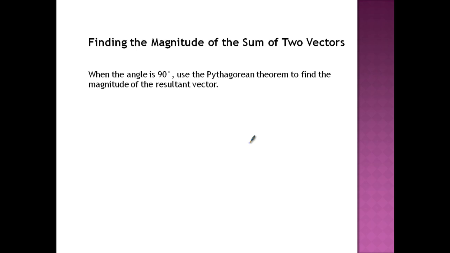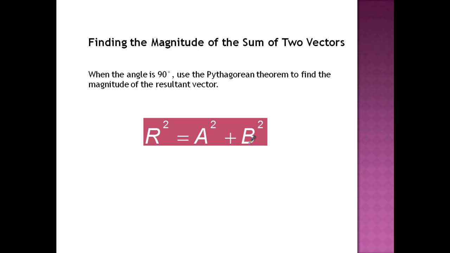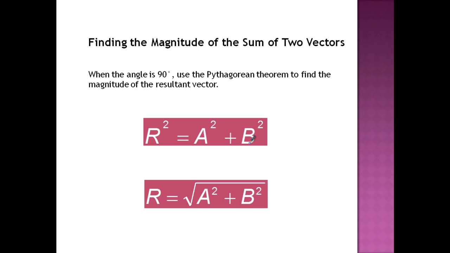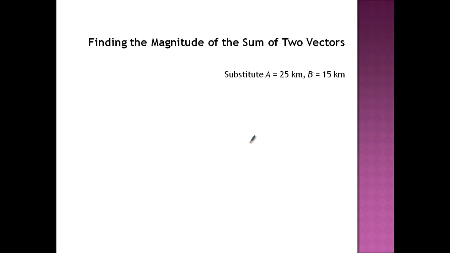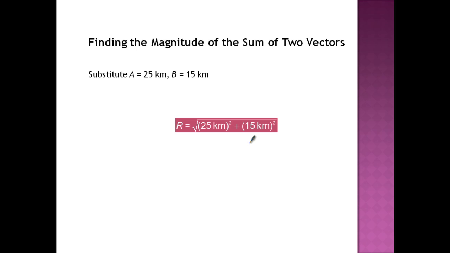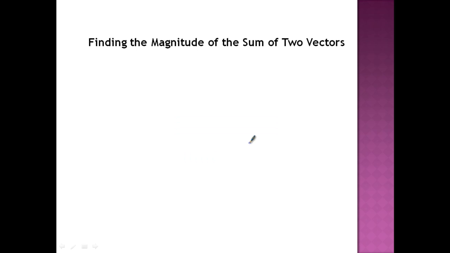When the angle is 90 degrees, we can use the Pythagorean theorem, which makes it a lot easier. In solving for r, remember to take the square root of both sides. We don't want r squared, we want just r by itself. So we substitute everything in. We get r equals the square root of 25 squared plus 15 squared, which is 29 kilometers.